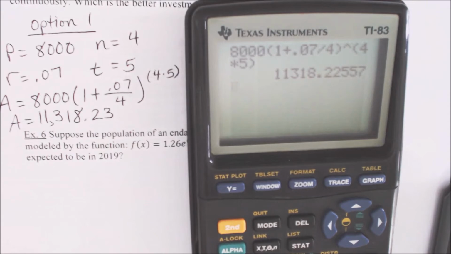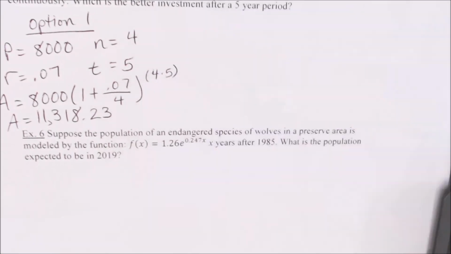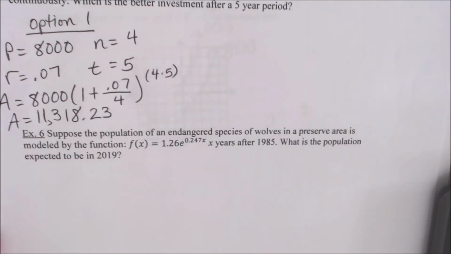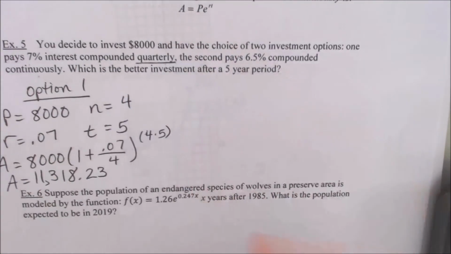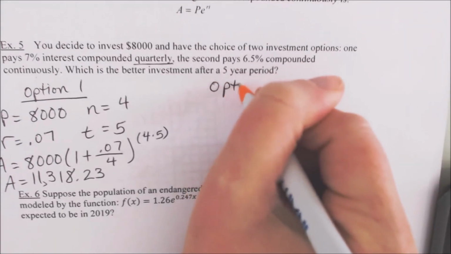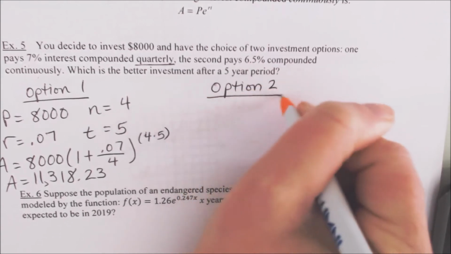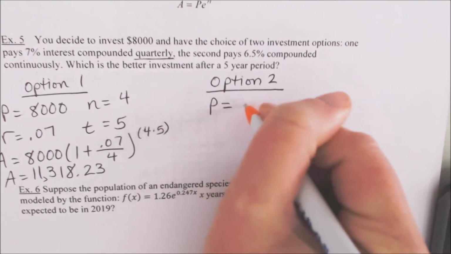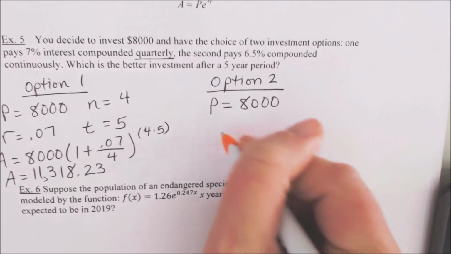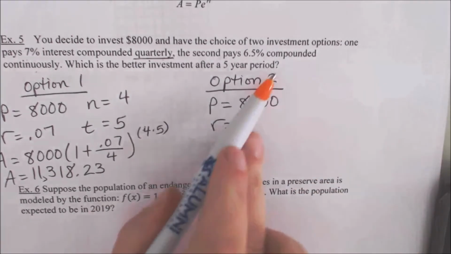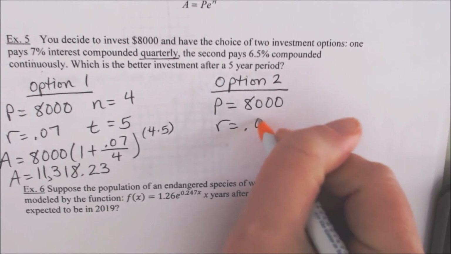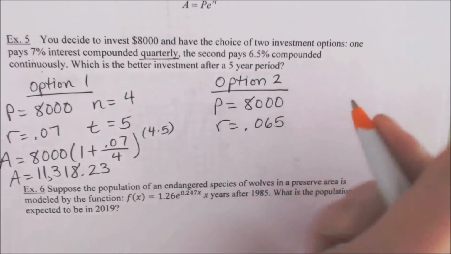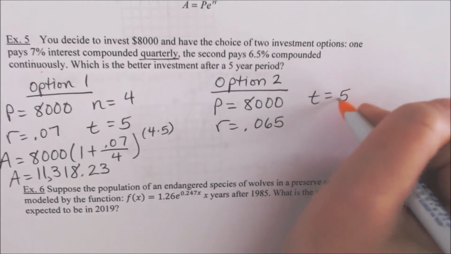Okay. If we go with the second option, we're using it compounded continuously. So that means we're going to use the other formula. That was that PERT formula up there. So for option 2, what we need is P. So P is still the $8,000 principal. We need R. Now the interest rate for the second option was 6.5%. So as a decimal, that's 0.065. And then we need T, which is still 5 years.